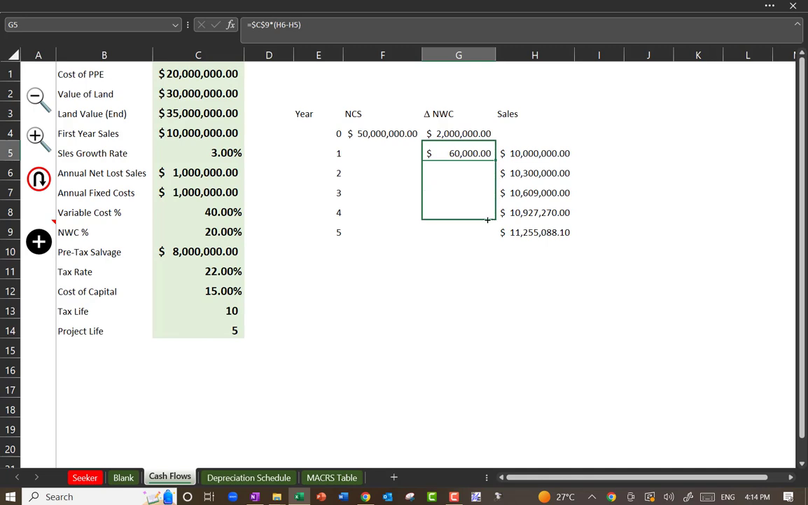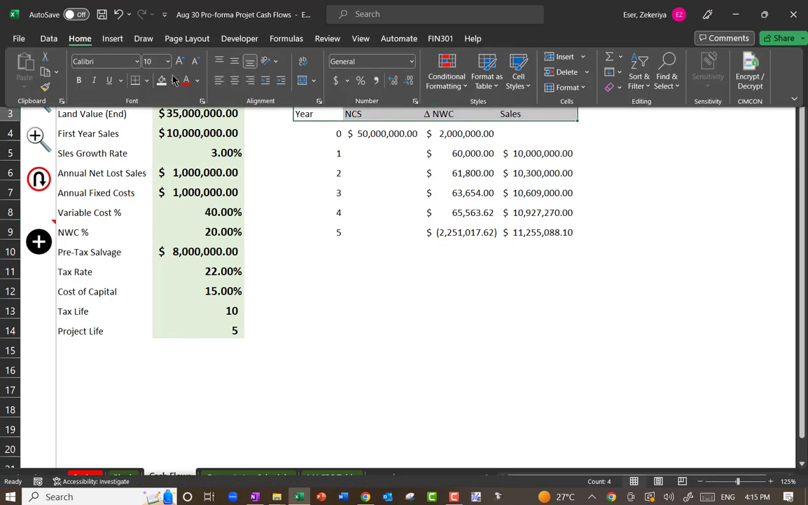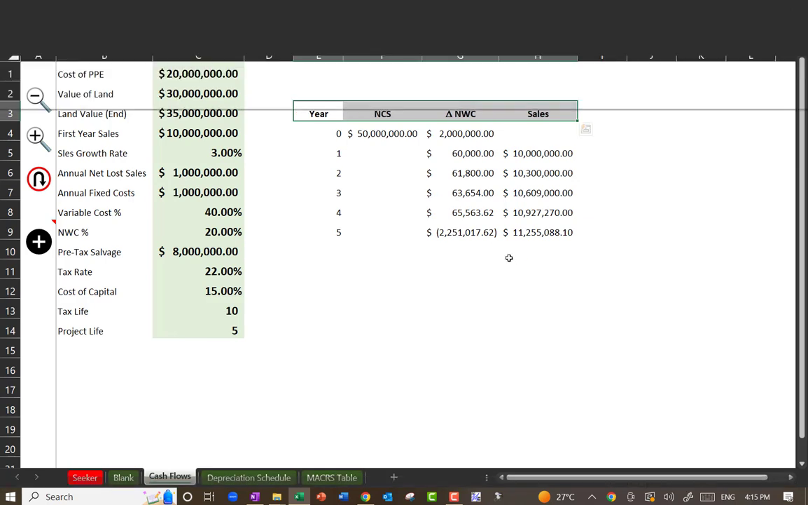I'm going to do that until year 4. Year 5, we're gonna get all that number back. So it's going to be negative of the sum of the previous increases. So on year 5, I'll get $2.25 million back. So that part is done. And I like my headers bold and centered.